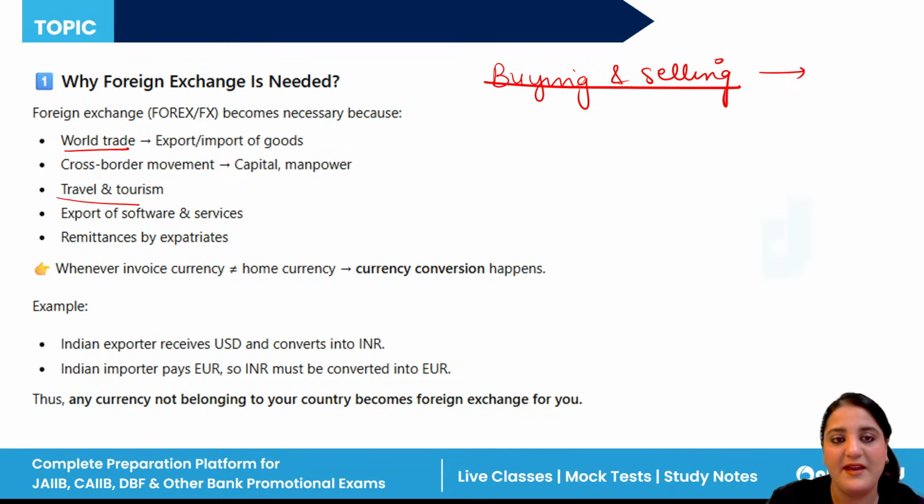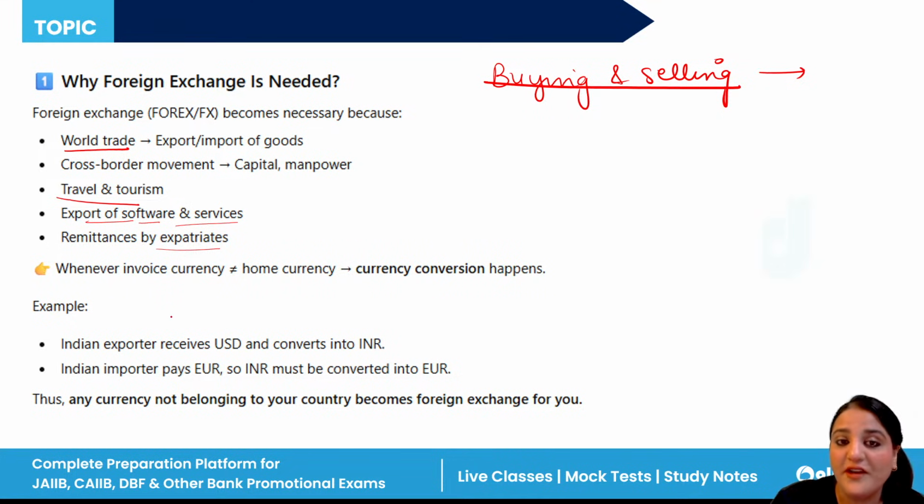Travel and tourism: if anybody wants to travel from India to Europe, obviously he or she needs euros, so he will contact an authorized dealer to get the euros. For export of software and services, if an Indian wants to export software and services at the international level, he needs foreign exchange. And also remittances by expatriates.